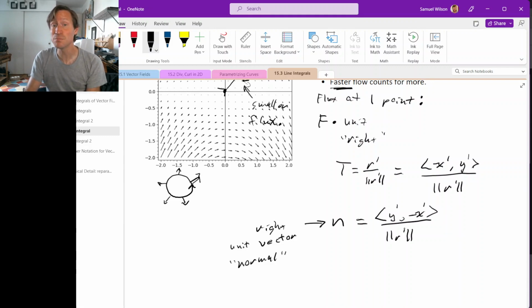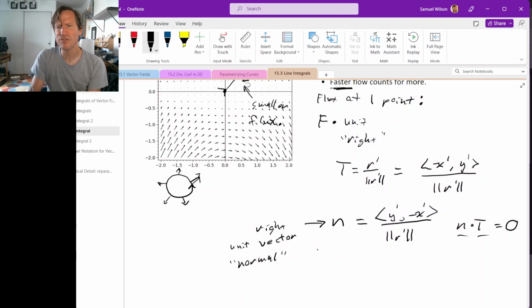You can tell that it is perpendicular to the curve because if we take the dot product of n and t, we do indeed get 0, right? Because you get x prime times y prime minus x prime times y prime. That's 0. So these two vectors are perpendicular.